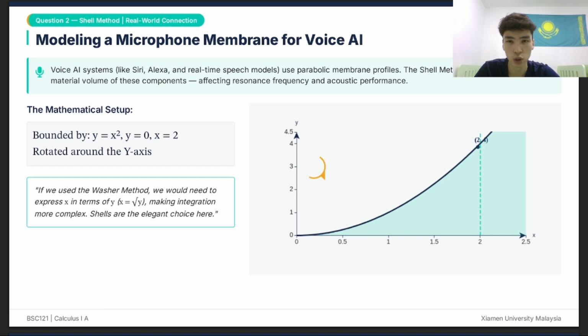Now, why do we choose the shell method here? It's an elegant choice, because if we were to use the washer method, we would have to solve y equals x squared for x, giving us x equals the square root of y. This would make the integration more complex. The shell method allows us to integrate directly with respect to x, keeping the process much simpler.